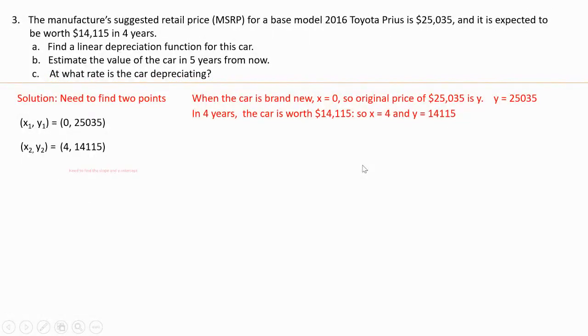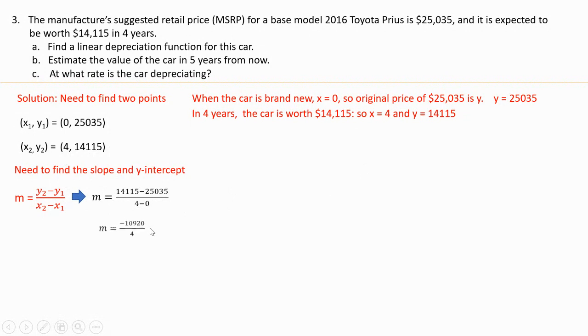Okay. Now I need to find the slope and the y-intercept, which is my m and my b. So the slope is y2 minus y1 over x2 minus x1. Okay, so this is my y2. So y2 minus y1 will give us 14,115 minus 25,035. And the x2 minus x1 is 4 minus 0. Okay, so this is what it gives us. So once we evaluate that, it's going to give us negative 2,730. So that's my slope.